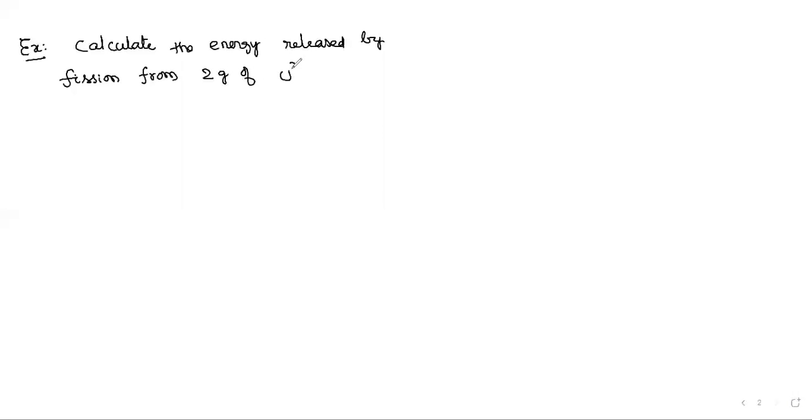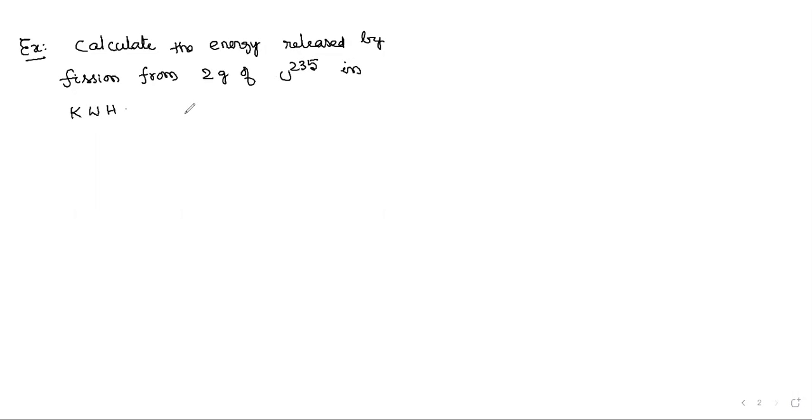Sir, how to use these shortcuts? Sir, give an example. Sure, for an MSET type of exam, if I take one example, he is asking: calculate the energy released by fission from 2 grams of uranium-235 in kilowatt hours. Not in joules, kilowatt hours.